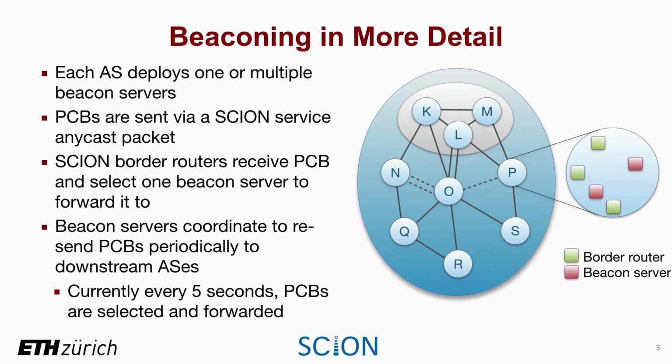These PCBs are sent as SCION service anycast packets, which I'm going to explain in more detail later in this video. The SCION border routers that receive one of these PCB messages select one beacon server inside to forward this PCB to. Then internally, the beacon servers coordinate to resend the PCBs to other downstream ASs. Currently, every 5 seconds, a PCB is selected, sent, and forwarded on each inter-AS link in the network.